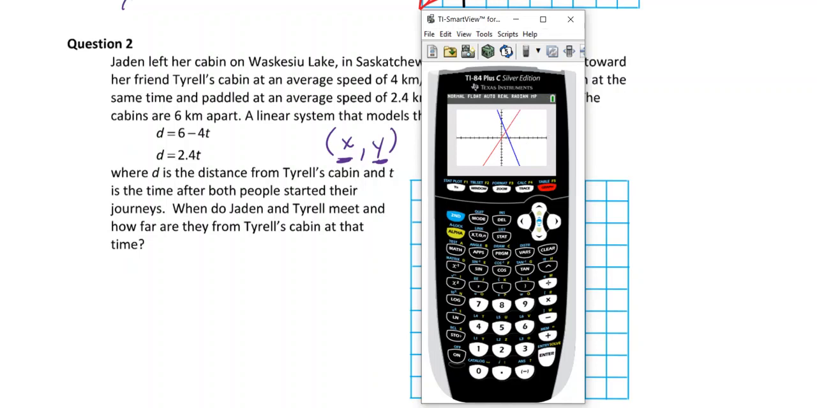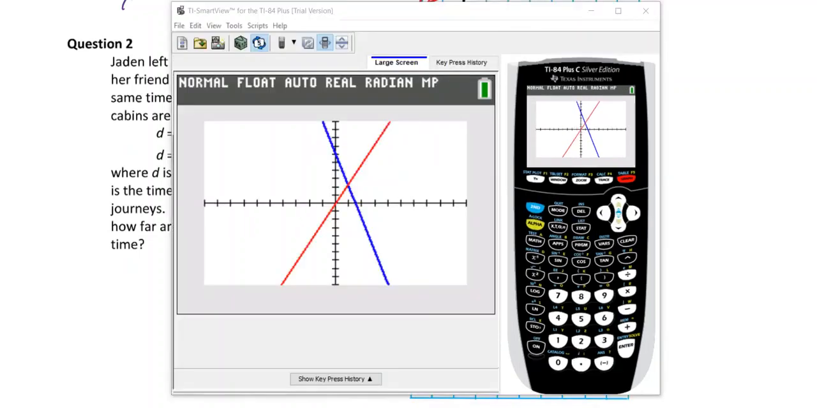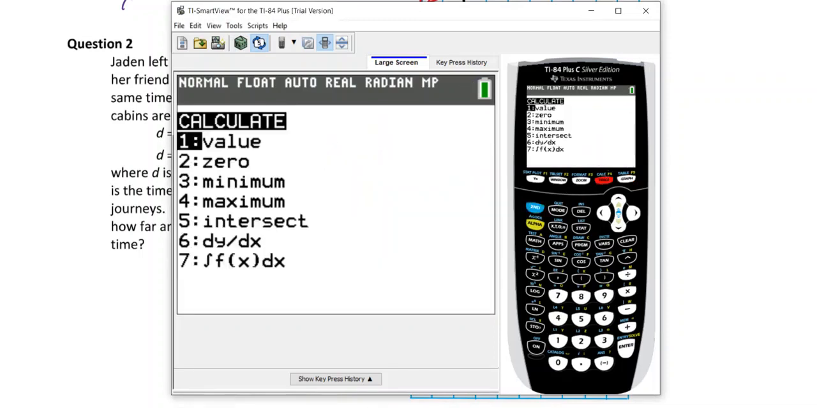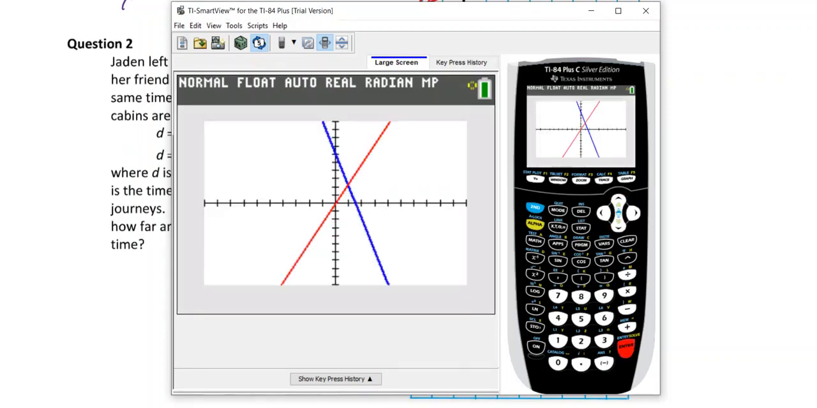So now that we have that, I made it a little bigger there so we can see what we're doing a little bit better now. We want to figure out where those lines cross, right? Because that's going to tell us our information. So let's go into our calculation, right? That's going to be that second calc up there. So second, and then calc, which is the trace button. Okay, and then I'm going to go down to intersect, right? Like I said, you can either go down to intersect or just push 5, and then enter if you like, either one.